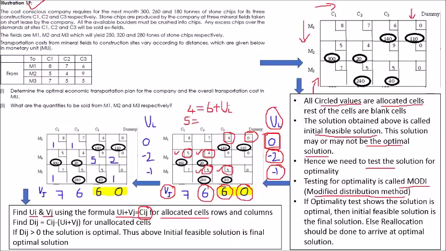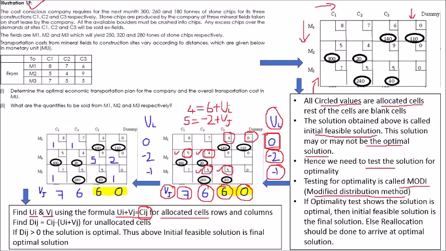Do I know the row value? Yes, I know it is minus 2. So 5 is equal to minus 2 plus Vj. So Vj is equal to 5 plus 2, which is equal to 7. Yes, I found the Vj value here.